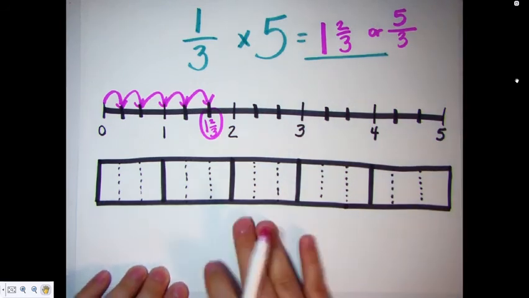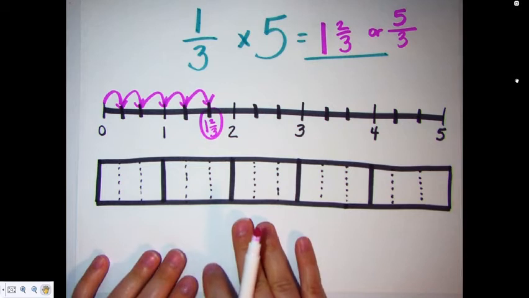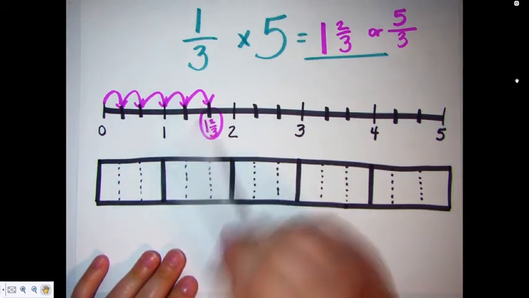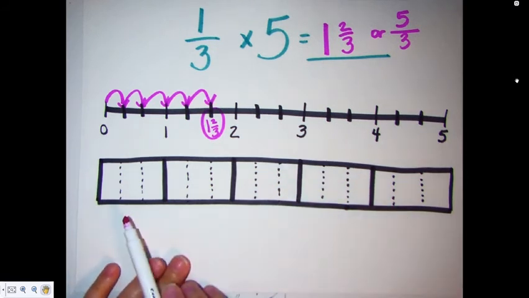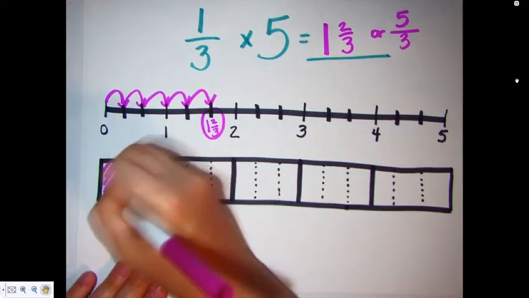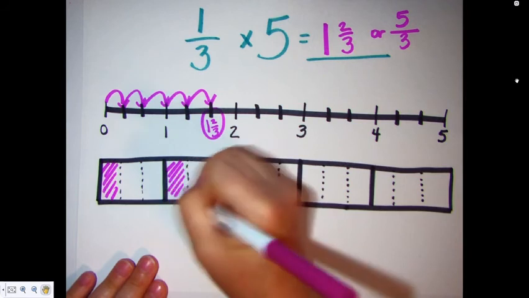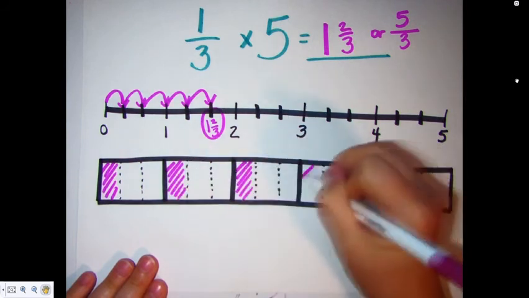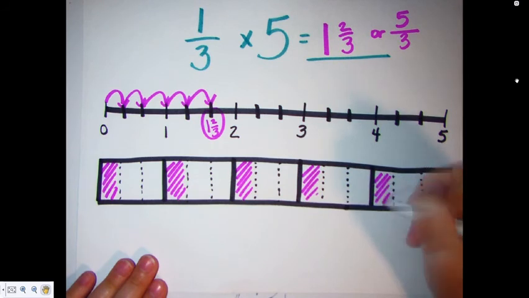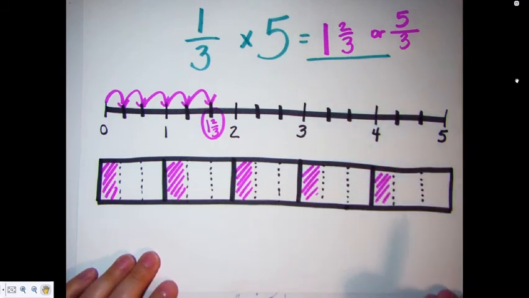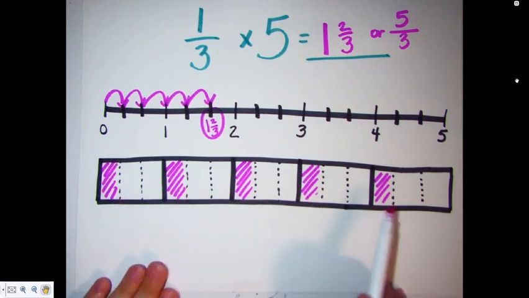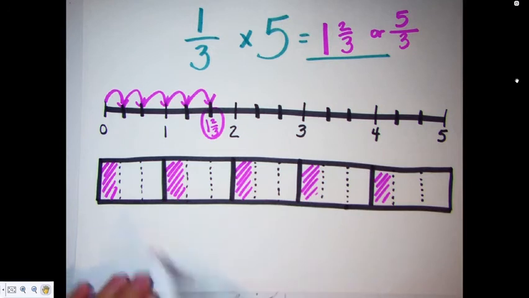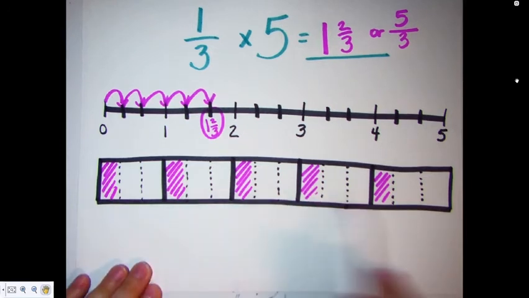Okay, now let's look at our model down here. Let's say that I have my 5 wholes and I want 1/3 of each. So let's pretend that these are cakes and 1/3 of each cake was eaten. I could say 1/3 of this cake was eaten, 1/3 of this cake was eaten, 1/3 of this cake was eaten, 1/3 here, and 1/3 here. Now, this is just a different way to show this area model. Once I have all of my sections in each whole finished, then I can go back and count them. So I know that this is 1/3, 1/3, 1/3, 1/3, and 1/3.